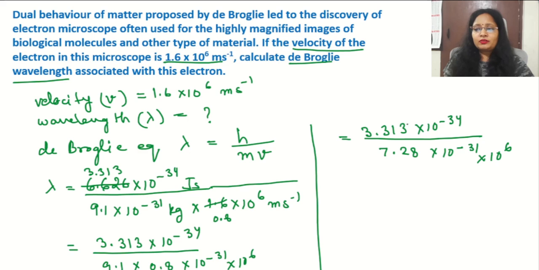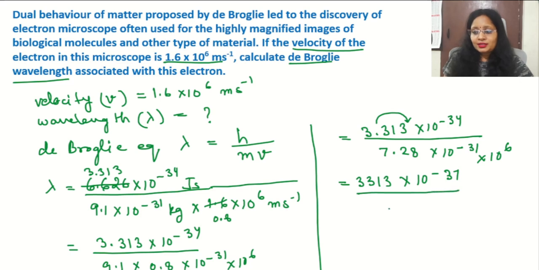What we'll do is shift the decimal. From here to here, we'll shift the decimal. What will happen? The number will become 3313 into 10 to the power minus 34, which is already there. It is a 3-step rightward shifting, which means minus 3 will be added to the minus 34. So minus 3 plus minus 34 becomes minus 37.